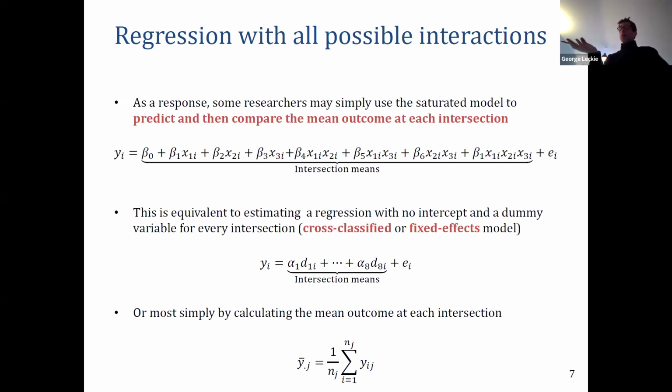Even more simply, if that's all you're going to do, you might just calculate with descriptive statistics the mean at each intersection. So what I'm trying to show you is some of the standard things that people might consider when trying to map out what's going on at different intersections, and some of the issues in doing things.